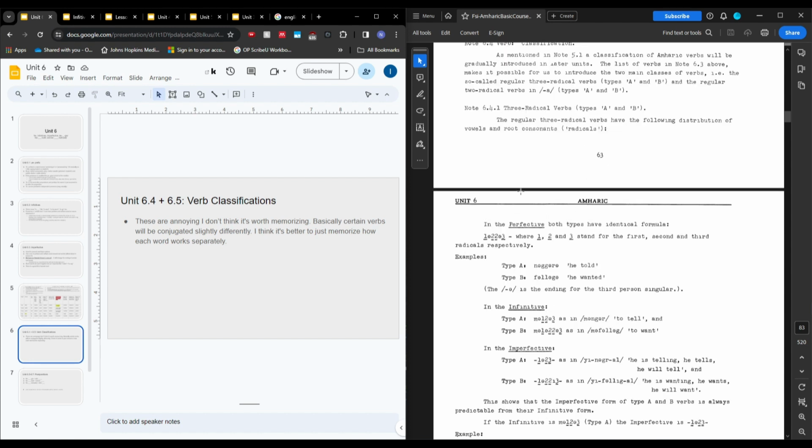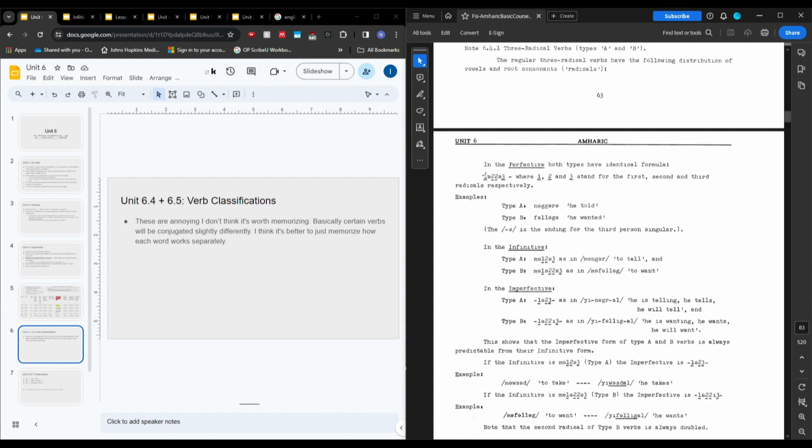What it's trying to say is that it has something called 3 radical verbs, type A and type B. A radical is just a consonant. It's just a fancy word for it, and it numbers these consonants. So if there's an infinitive version of a verb that looks like this, it'll have one consonant here, 2 doubled consonants here, so some sort of different letter is used here, and then a 3rd consonant, and then that will affect how it gets conjugated. This is showing like a type A and type B infinitive.